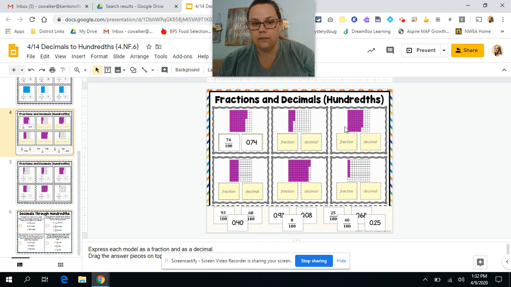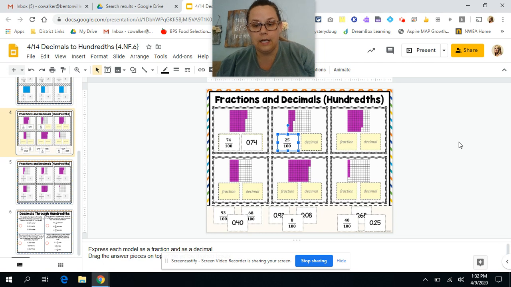Let's do the next one together. How many total pieces do I have that could possibly be shaded in, 100, and then how many are actually shaded? Well, we know this row is 10, the next row is 10, which gives us 20, and then we've got 1, 2, 3, 4, 5. So we have 25 pieces shaded in out of our total of 100. So that means that fraction is 25 hundredths.